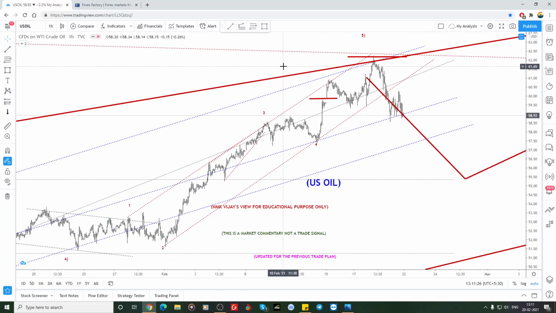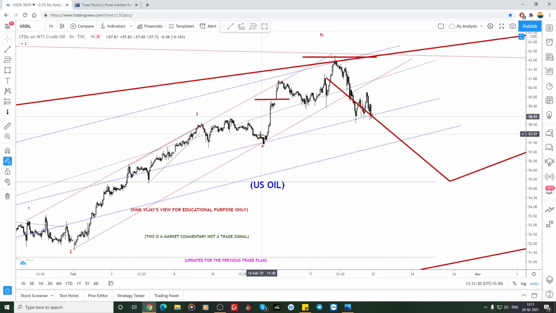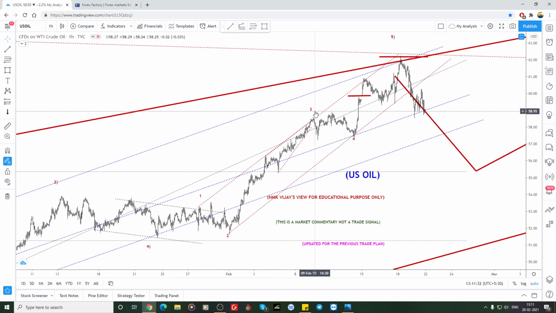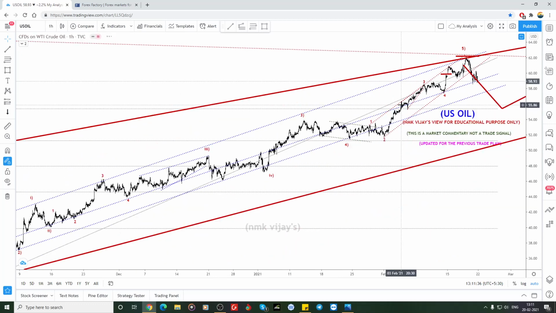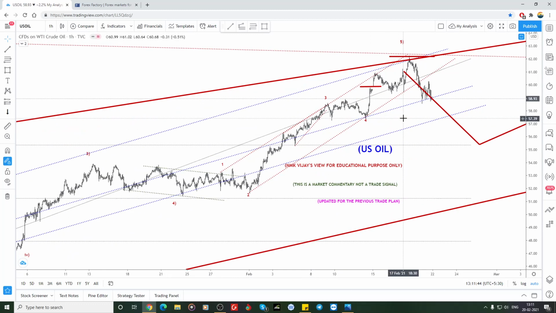Just bank that, right? Everybody is asking about the 3, 4 and 5. Sometimes it looks like ABC is a 1, ABC is a 2, ABC is a 3, ABC is a 4, and this is the A, B and C.